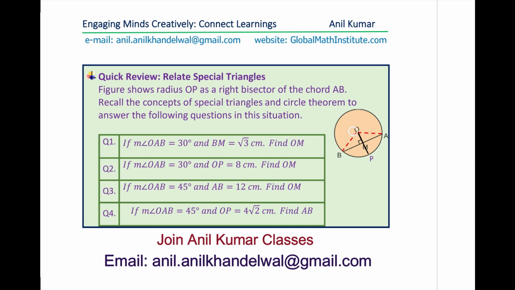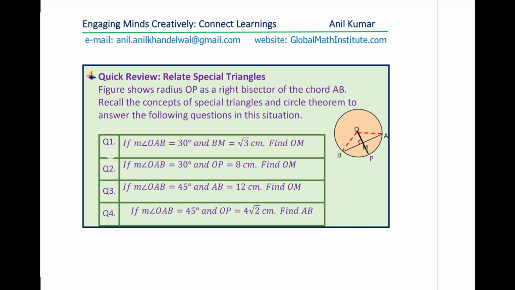This is the second set in which we have 4 more questions for you. The angle at A, angle OAM, is provided. This angle is 30 degrees in first 2 questions and 45 degrees in the next 2 questions. You are given information of other segments. You need to find the one specified.